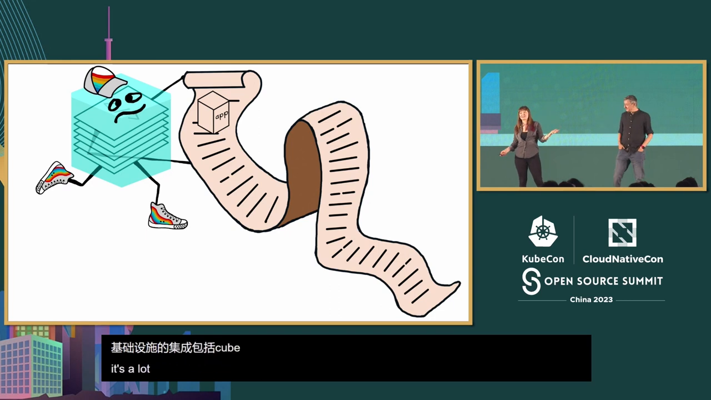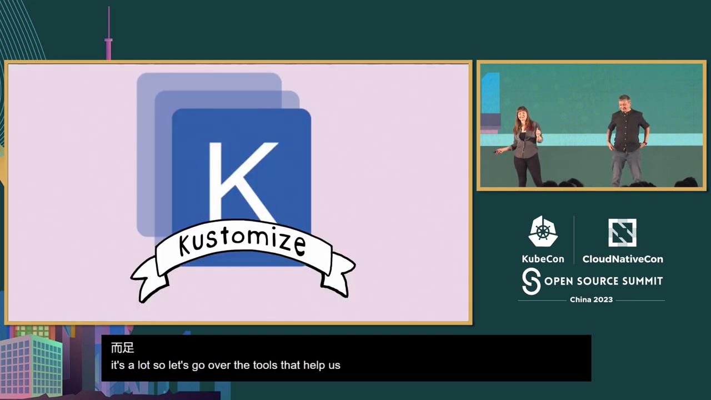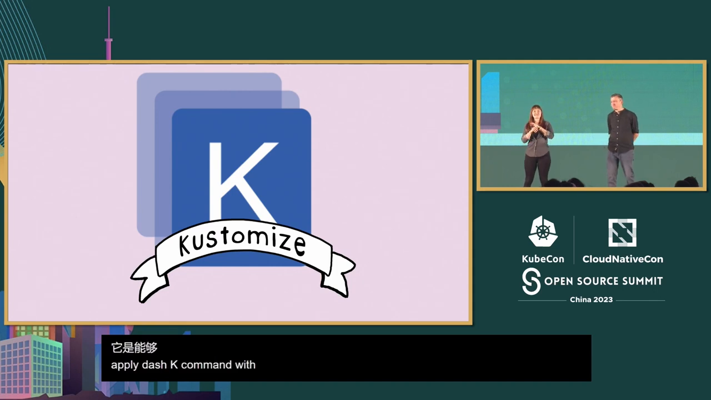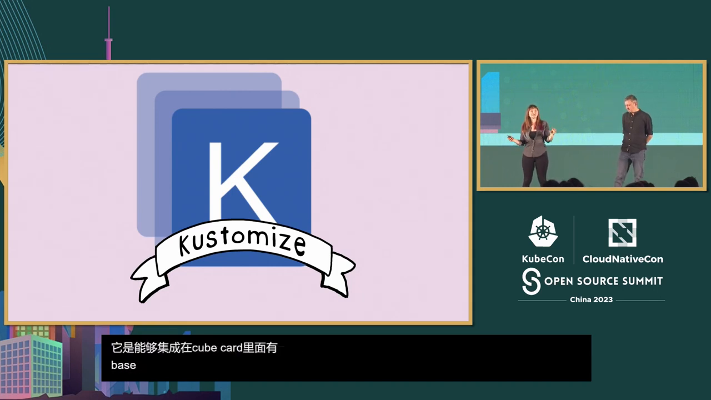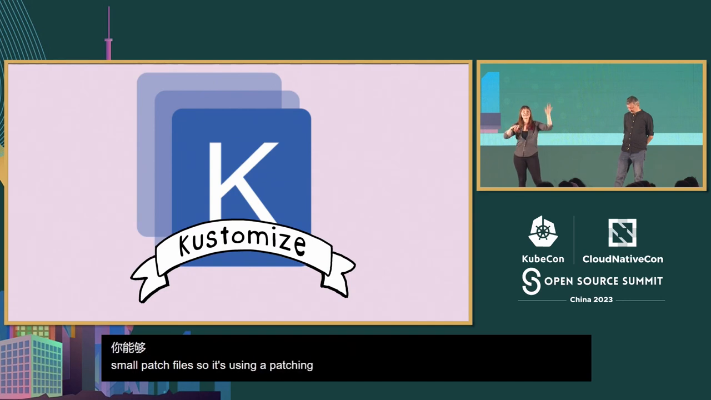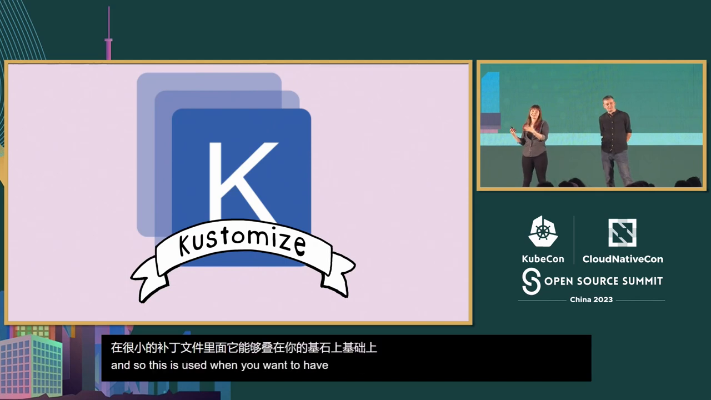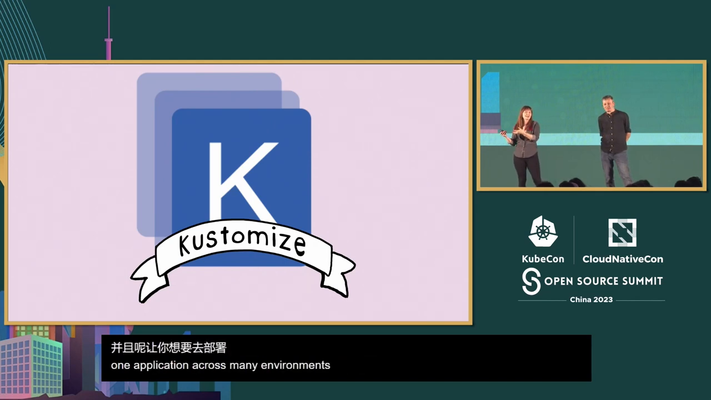So let's go over the tools that help us manage this. First up, we have Customize. Customize is integrated into kubectl with the apply -k command. With Customize, you have a base manifest, your base YAML, and then any changes you want to make to that base, you make in small patch files. So it's using a patching strategy. And those patch files can be overlaid onto the base. And so this is used when you want to deploy one application across many environments, for example, and you only need to make small changes between the environments.